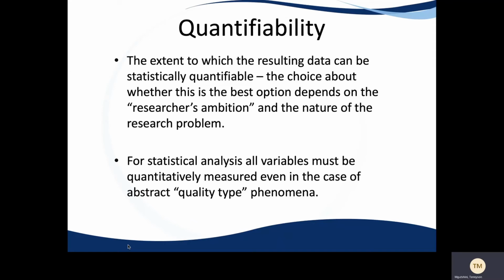The next consideration relates to the quantifiability of something. This relates to the extent to which the resulting data can be statistically quantified. So if you ask people to answer, but you give them options to choose as their answers, then when you finish, you can say, out of the 50 people I asked, 12 answered this way, 12 answered that way. In a way, you've created the whole questioning in a way that allows for quantifiability.